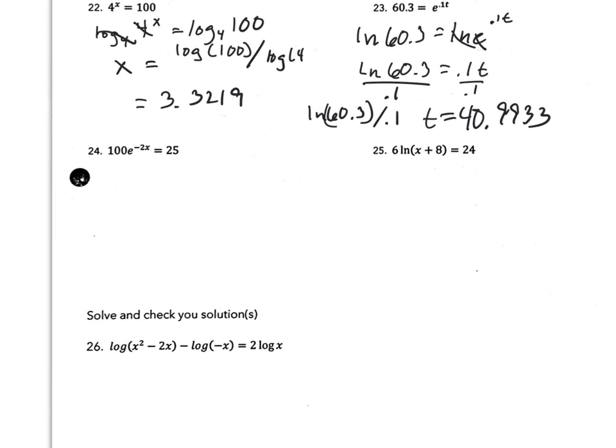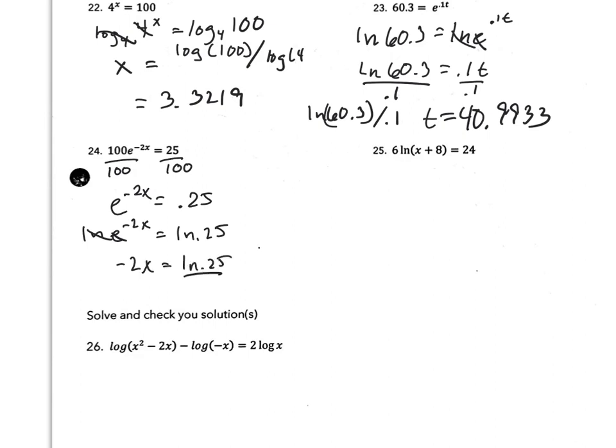Now for 24, because the 100's there, you can actually divide both sides by 100 first. And you should. Get that e all by itself. So e to the negative 2x is equal to 0.25. Again, lots of decimals. Pay attention to them. Now we're going to take the natural log of both sides. This is gone, and we get negative 2x is equal to the natural log of 0.25. And then, of course, divide by negative 2.